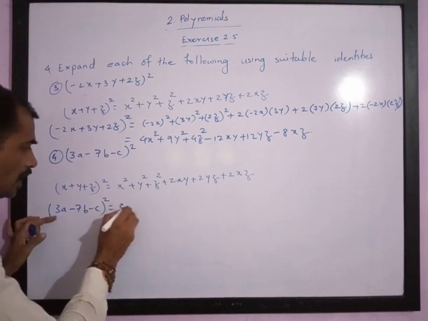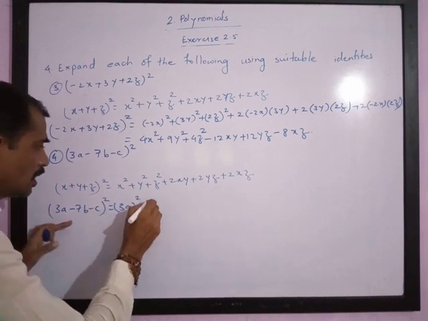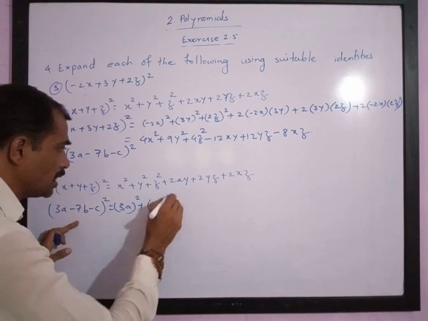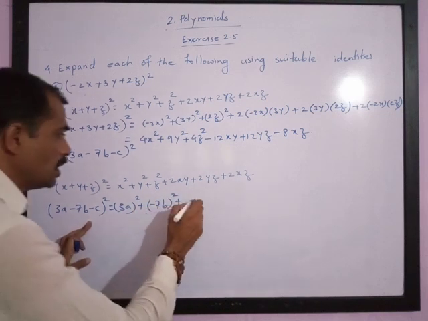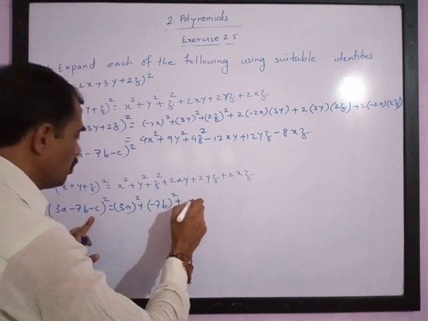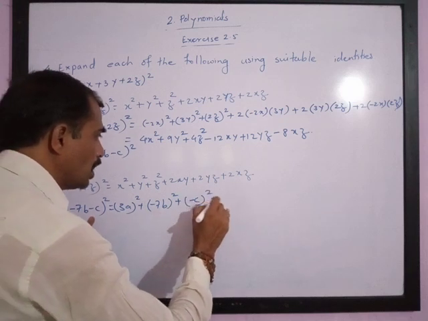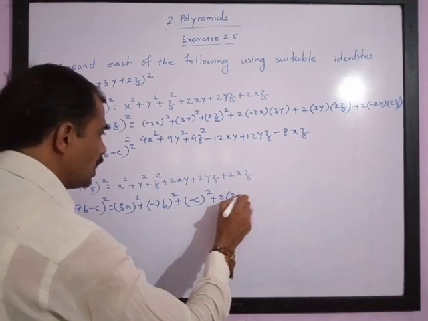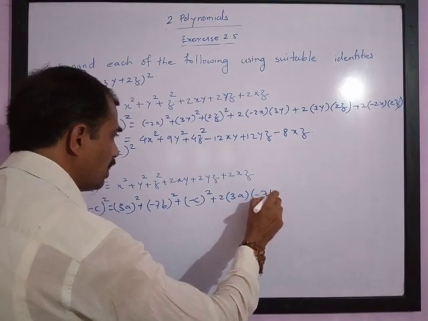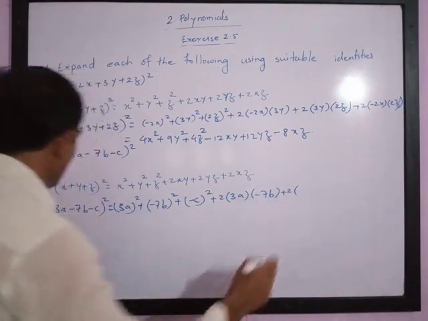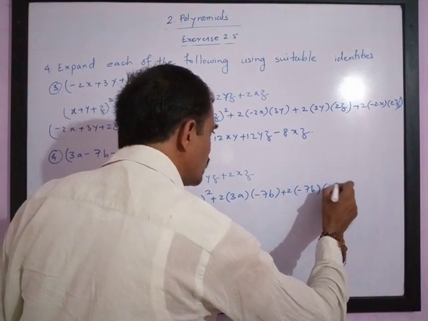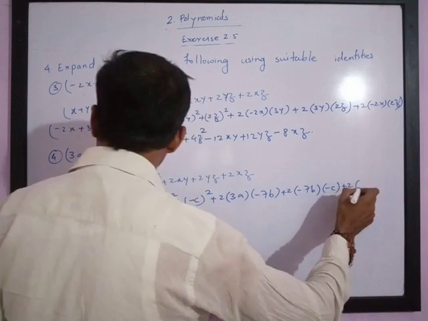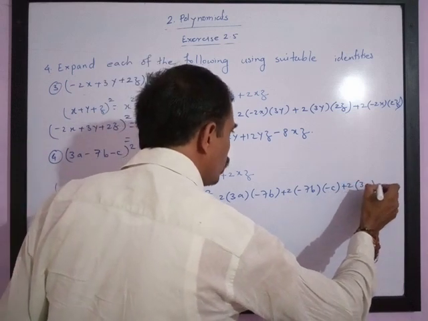So this will be (3a - 7b - c) bracket square is equal to square of the first, (3a) square, plus square of the second, (-7b) bracket square. Please understand, we have to take it with the negative sign. Plus (-c) bracket square, plus 2 multiplied by first and second, that is 3a multiplied by -7b, plus 2 multiplied by -7b into -c, plus 2 multiplied by 3a into -c.